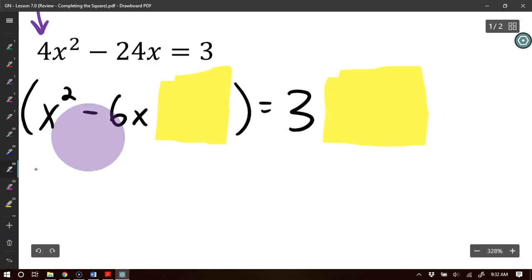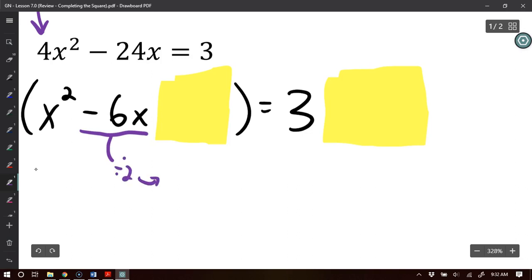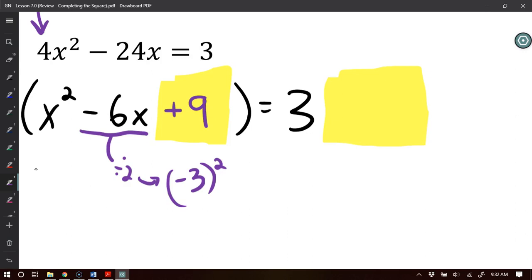Which means I could take this negative 6 and divide by 2. Now that's going to give me a negative 3. I want to square that. When you square a negative, you still get a positive. Now you're tempted, everyone is, to put a plus 9 on that right-hand side, which is wrong.